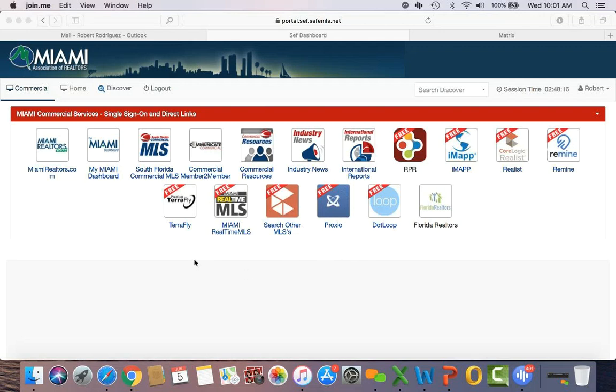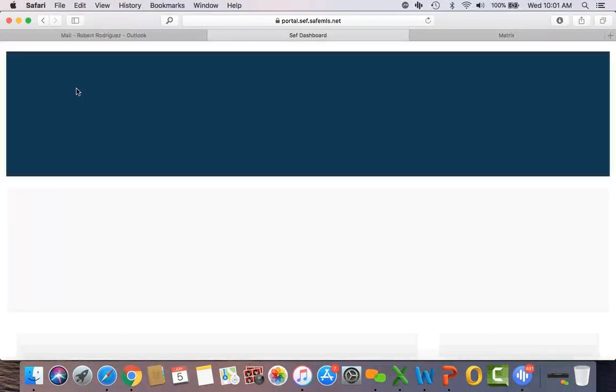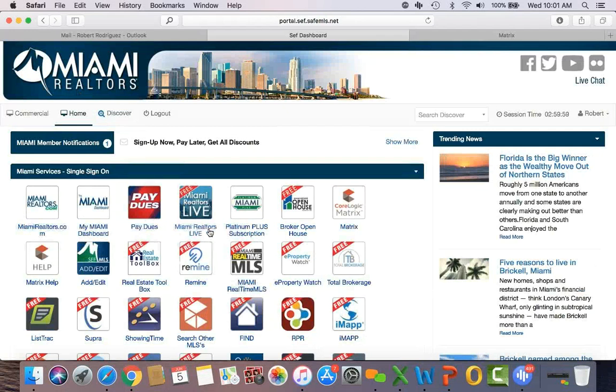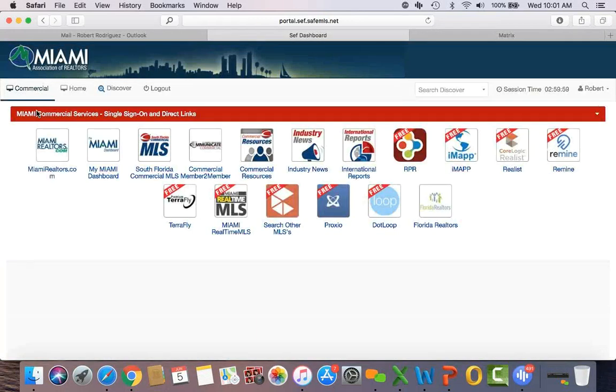Those of us who are not commercial members, you can still use the MLS to search for commercial properties simply by logging into your regular dashboard, and it looks like this, and you can go ahead and log into Matrix. All right, so I'm going to switch over to the commercial dashboard so we can use the MLS that is catering to the commercial member.